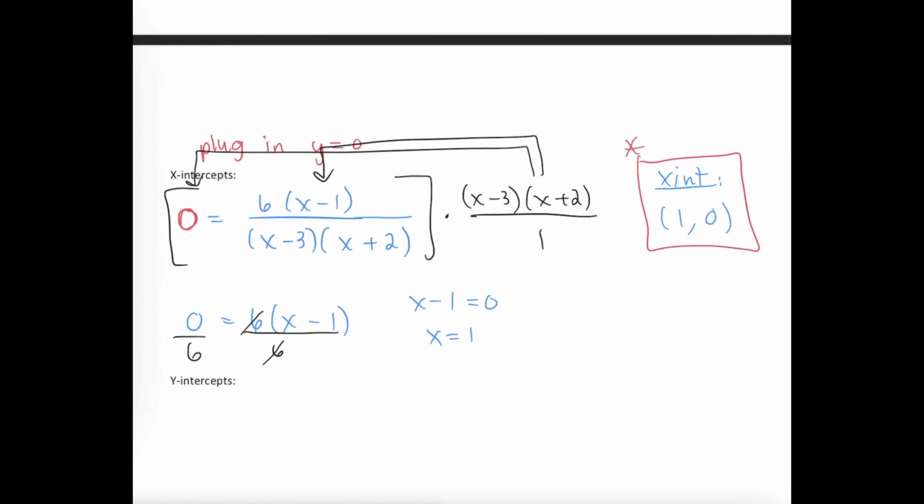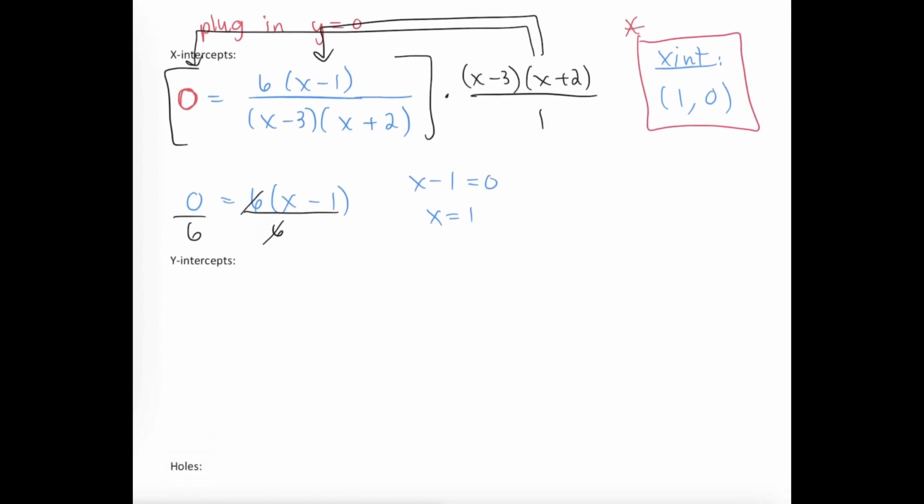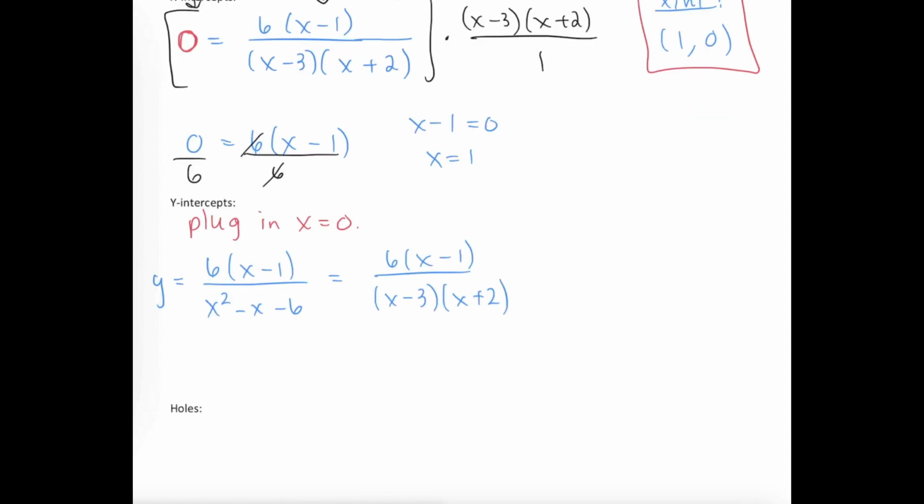Now, in order to find the y-intercept, let's recall that we plug in x equals 0 and then solve for y. So here we have the two versions of our original equation. In this case, I find it a little bit easier to use the original version.